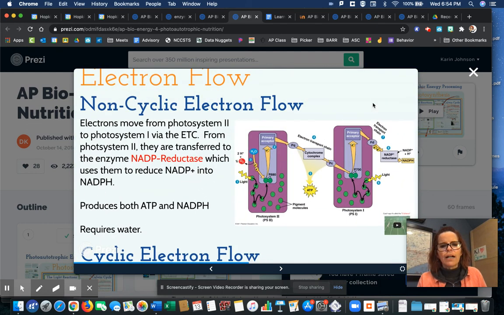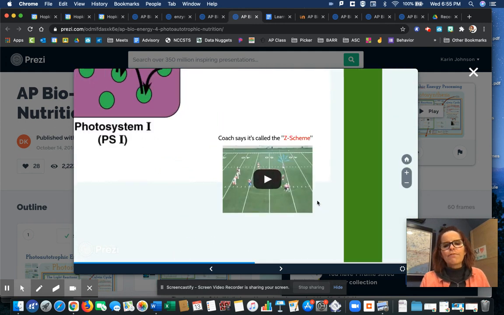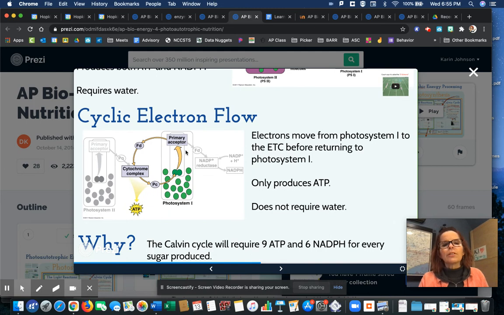I'm going to move on. This one, I don't want to talk a whole lot about it, but this is what is supposed to be happening. This is called non-cyclic electron flow. So we're getting new electrons from water and we're dumping them off over on this end. It is possible, if there's no water available, to have something called cyclic electron flow.